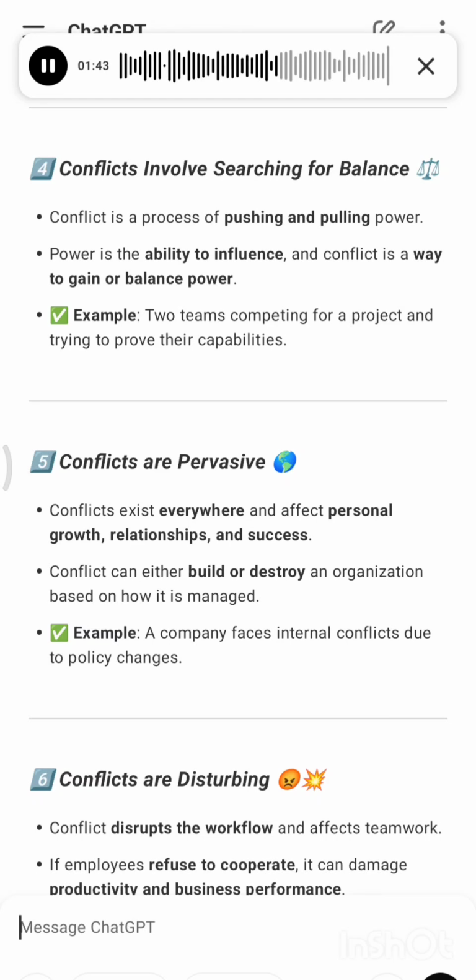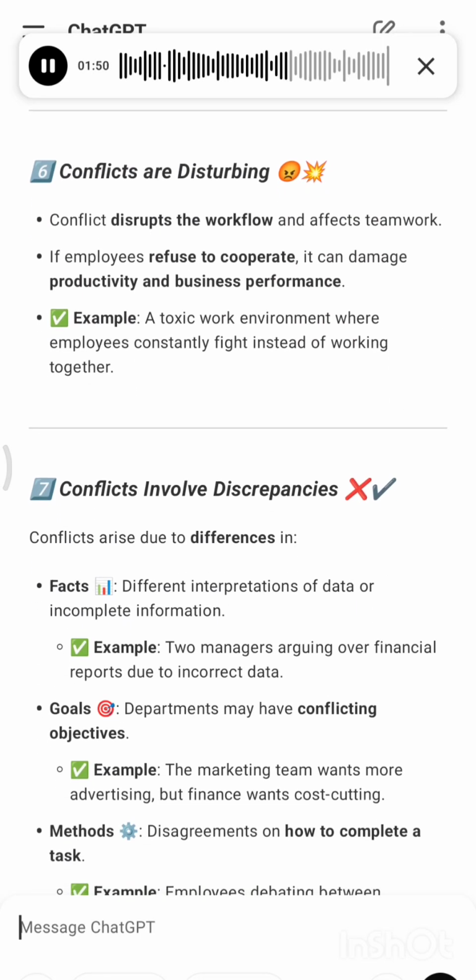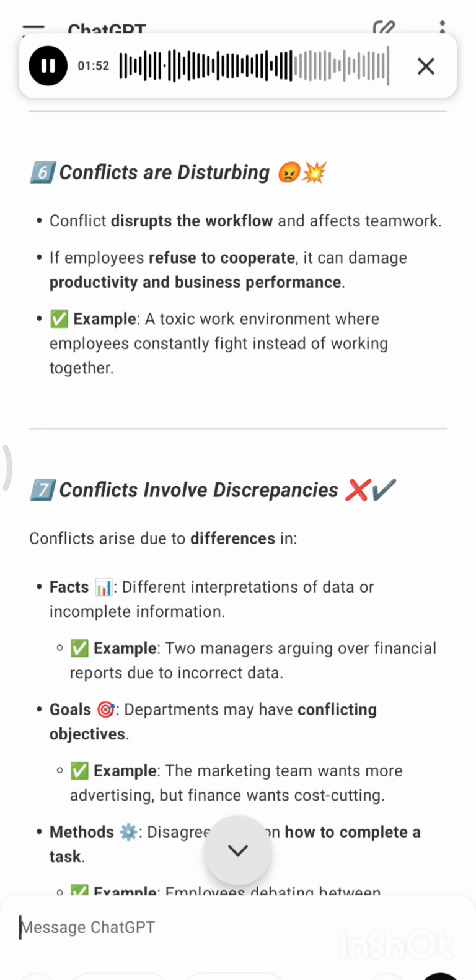6. Conflicts are disturbing. Conflict disrupts the workflow and affects teamwork. If employees refuse to cooperate, it can damage productivity and business performance. Example: a toxic work environment where employees constantly fight instead of working together.